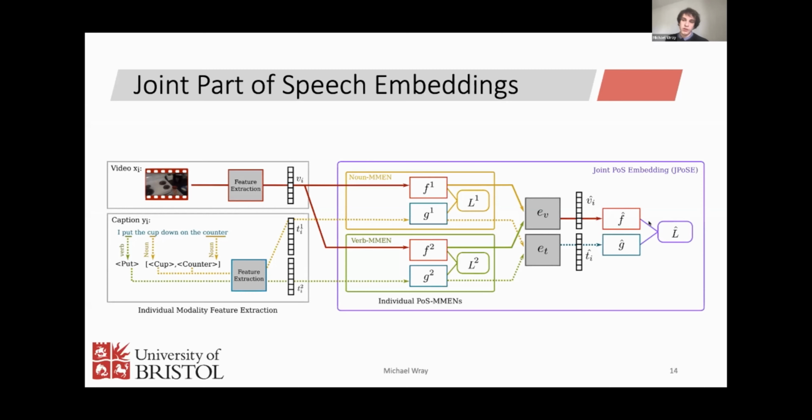And then we have a final projection here just to sort out any inconsistencies from going between the two different spaces, as well as a final loss, which helps train the entire method. And we call this the joint part of speech embedding method.